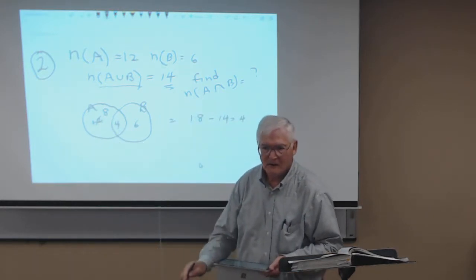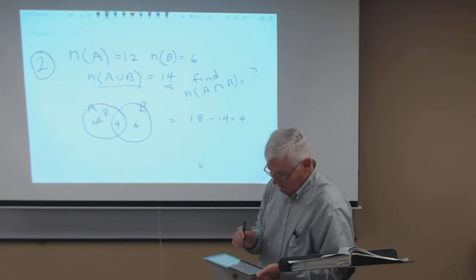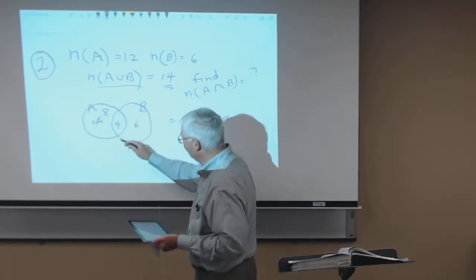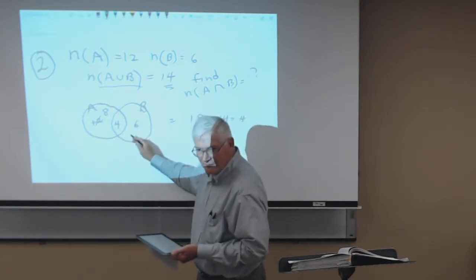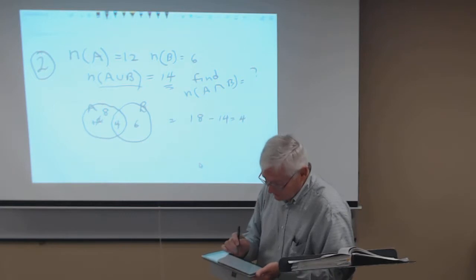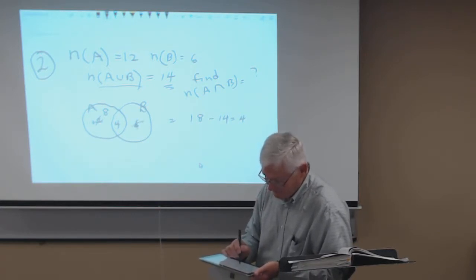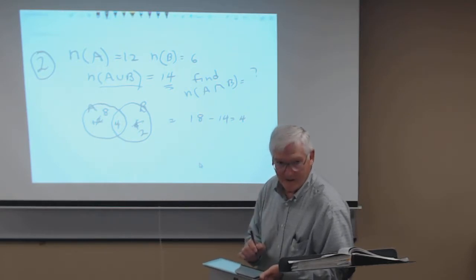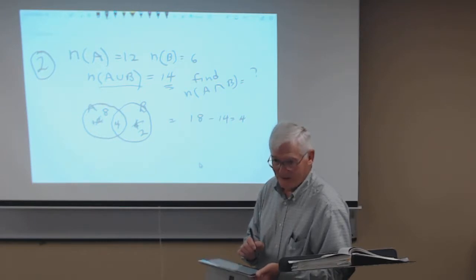Why did you take the numbers out of A? Why not B? Okay, watch this. How many does B have in it now? 10. How many is B supposed to have in it? So I scratch out 6 and put how many out here? 2. You see what just happened?